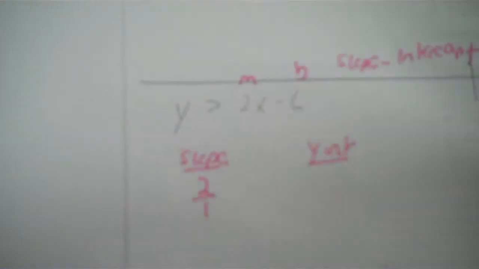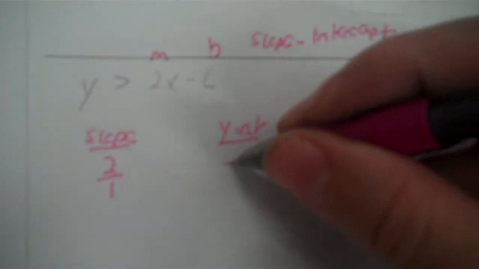Okay, then the other graph we're going to look at has a greater than sign, so we're going to have to run the test. And this is in slope-intercept form because the y is out front by itself. So that's m, that's b. So slope, y-intercept. Okay, so my slope is 2 over 1. We always want the slope to be a ratio, and the y-intercept's negative 6. So 1, 2, 3, 4, 5, 6. Then I go up 2 and right 1.